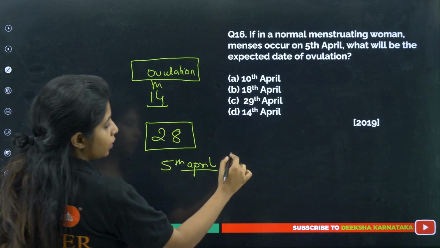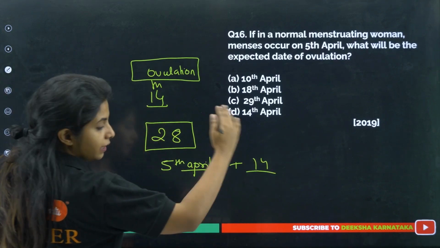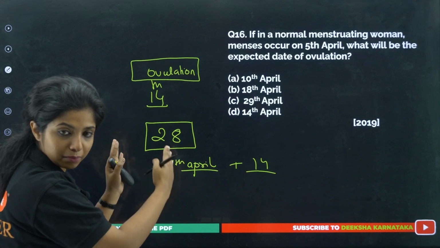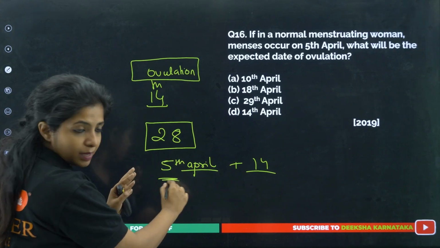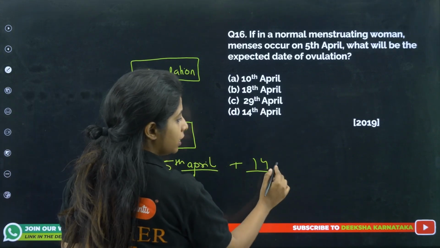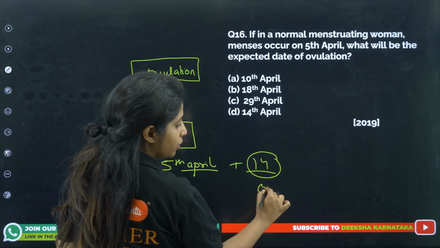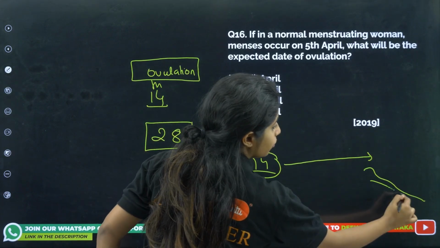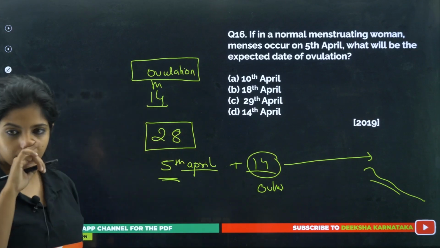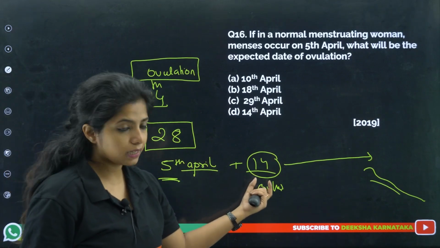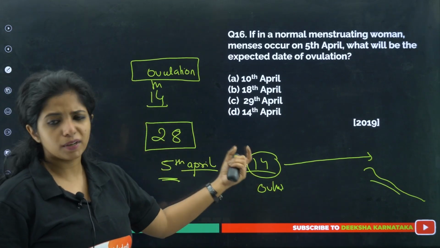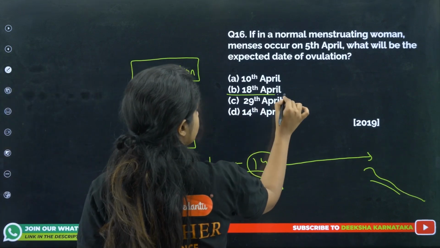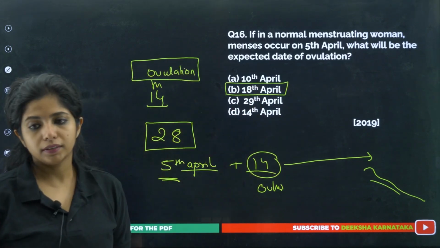Right, now you can calculate almost the 14th day after it, because this is the start of a cycle, right? Menses has occurred. So from the first day of menses to the 14th day, on the 14th day you will find ovulation happening, and after the next 14th day again there will be blood flow, and the next cycle will be coming around. You get it? So basically over here, 5th April plus 14 days almost comes around 19th of April, things like that, but the closer option is 18th of April that you are having.